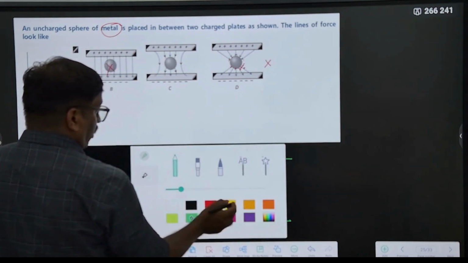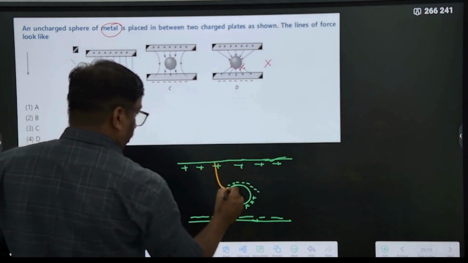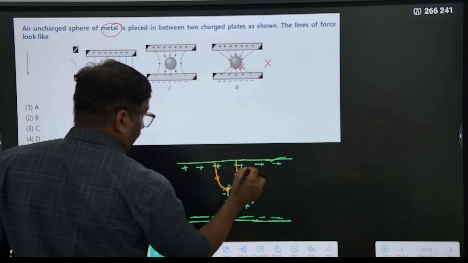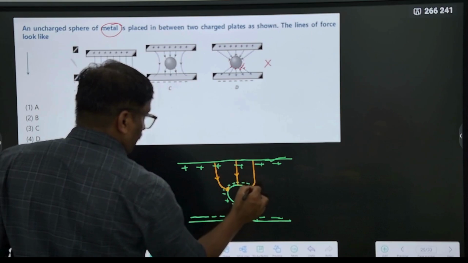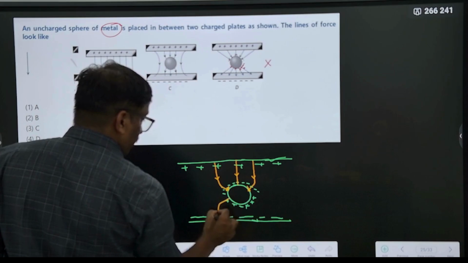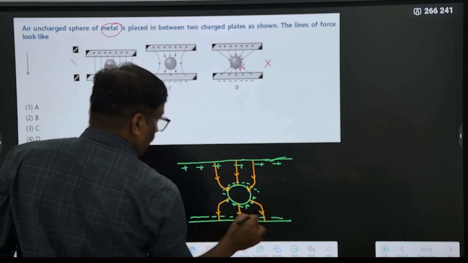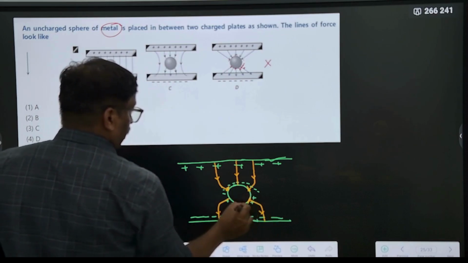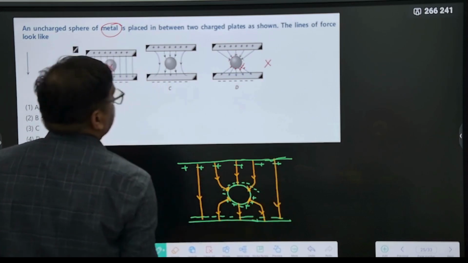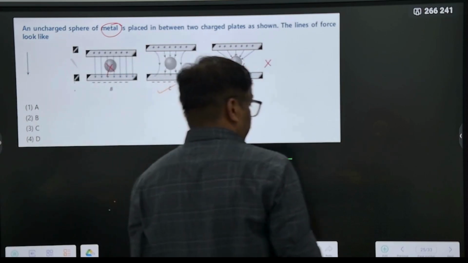Clear? So what will happen now? Here the electric field lines will be emitted and will enter, but perpendicularly here. Therefore here perpendicularly. Clear? So these are your electric field lines. Therefore, the best possible one is nothing but this C.